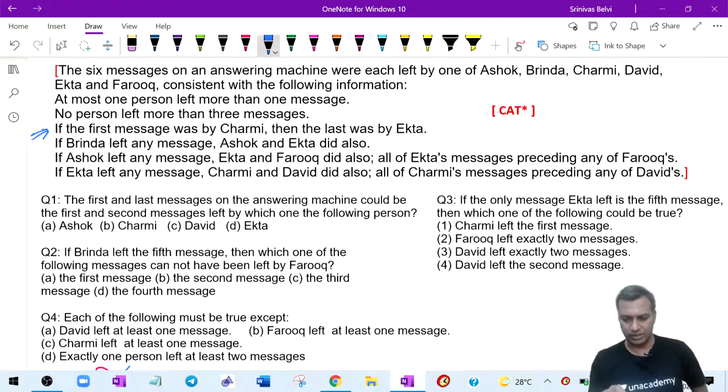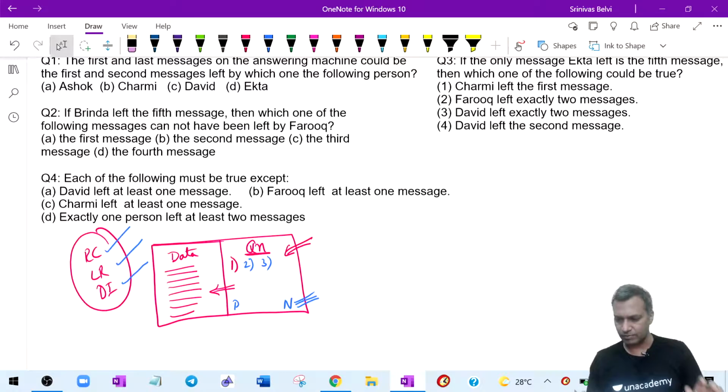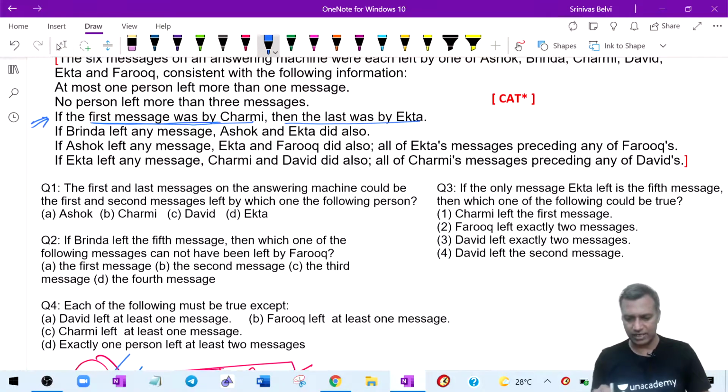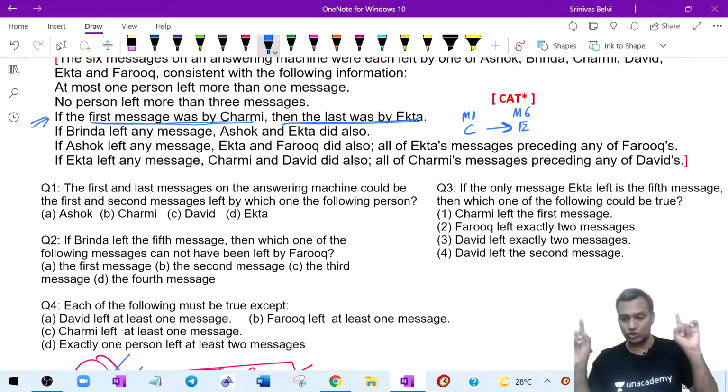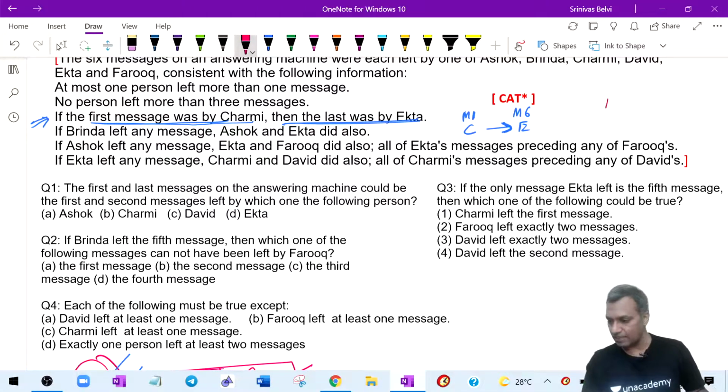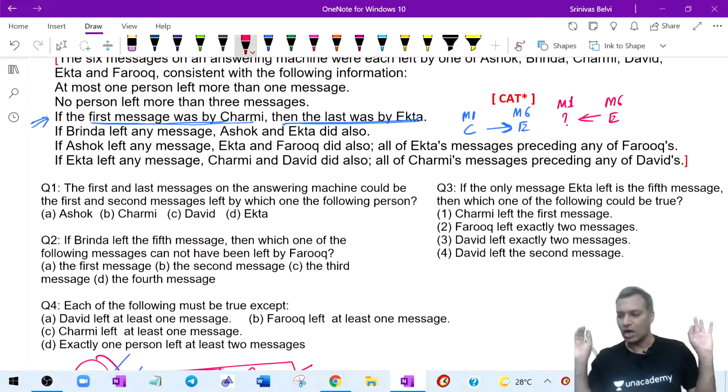For example, let's say that if the first message is by Charmi, then the last message was by Ekta. Let's assume there are multiple messages, 6 messages here. Let me just explain this because Keval has raised this query. If the first message, message number 1, is by Charmi, then the last message, number 6, is by Ekta. This is a one-way arrow, not a two-way arrow. If I get to know that message number 6 was by Ekta, therefore, who put message number 1? Answer: I don't know.